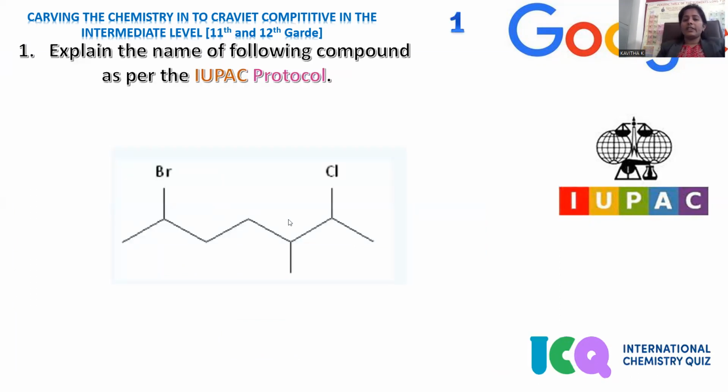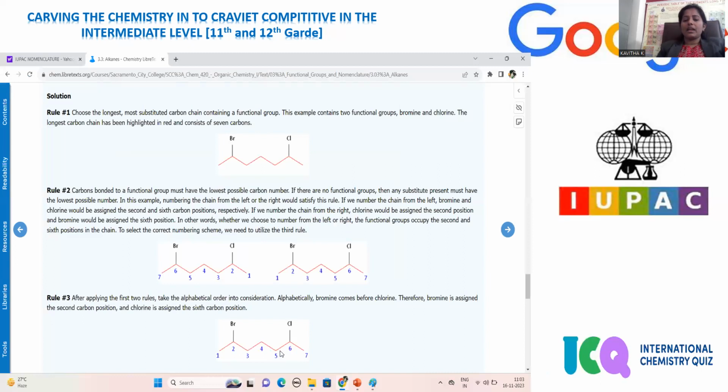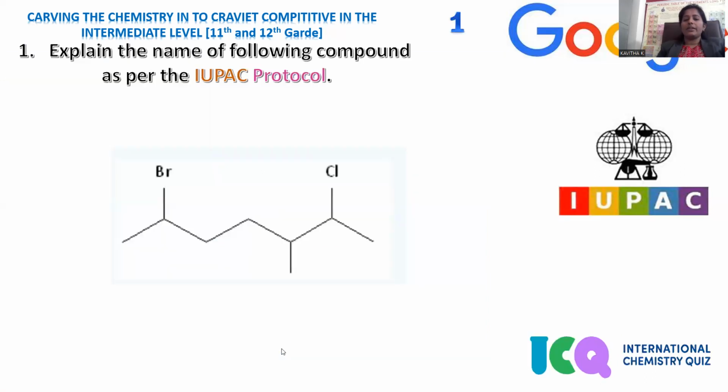So let me repeat the name of the compound. 2-bromo, 6-chloro, and here another methyl is there. What is the location of the methyl? The methyl is located on the 5th carbon atom. So after chloro only we have to write methyl. Why do we have to write methyl after chloro?